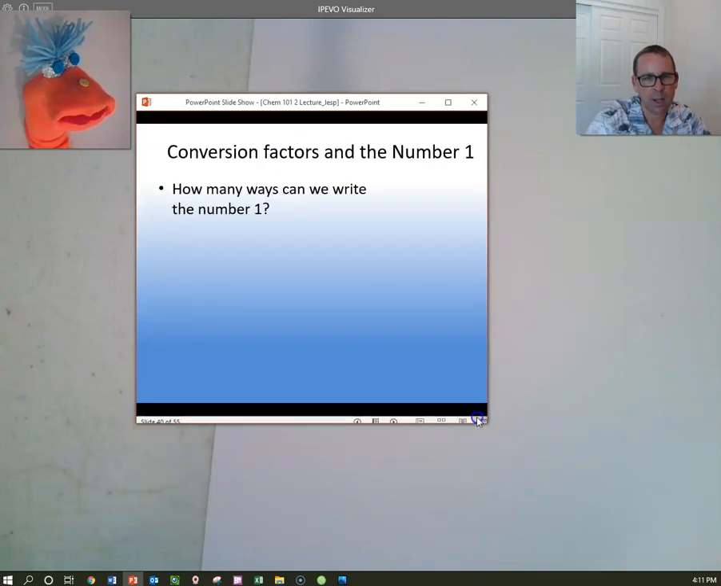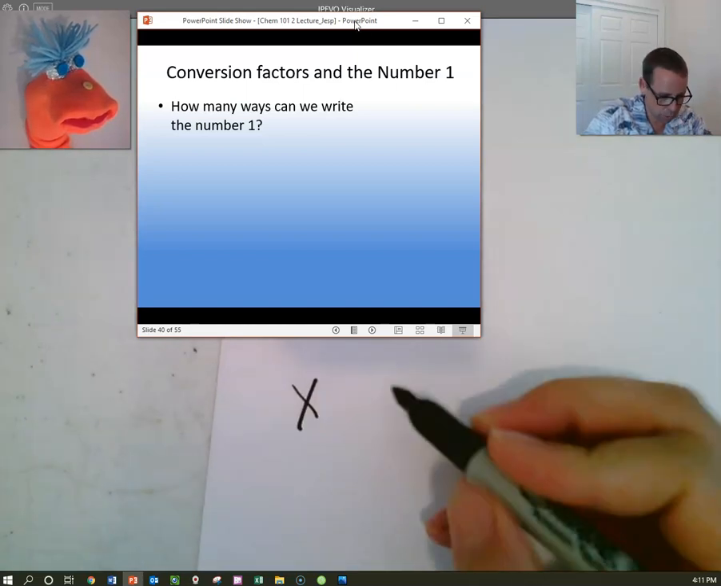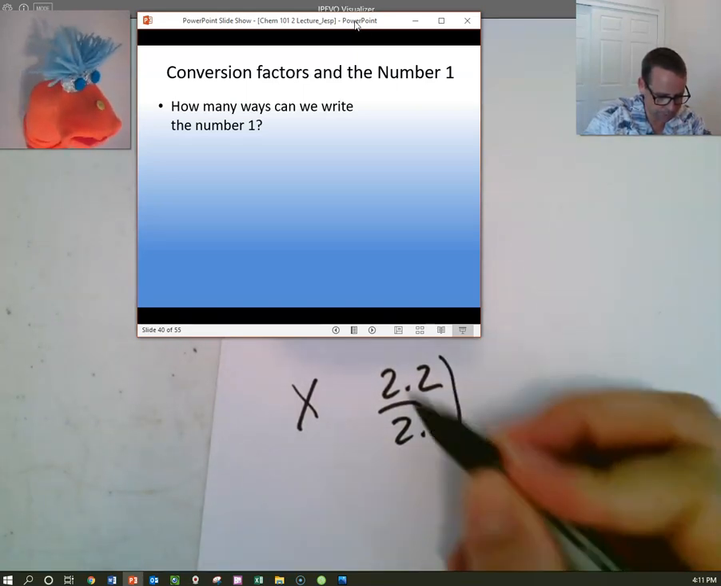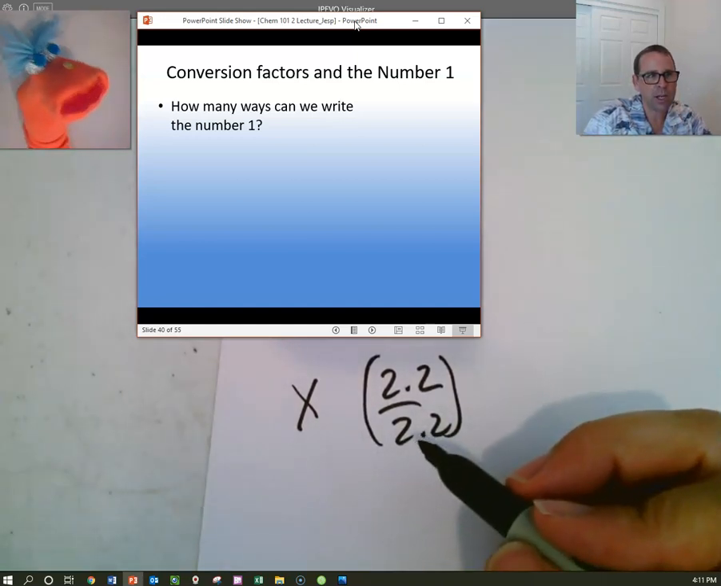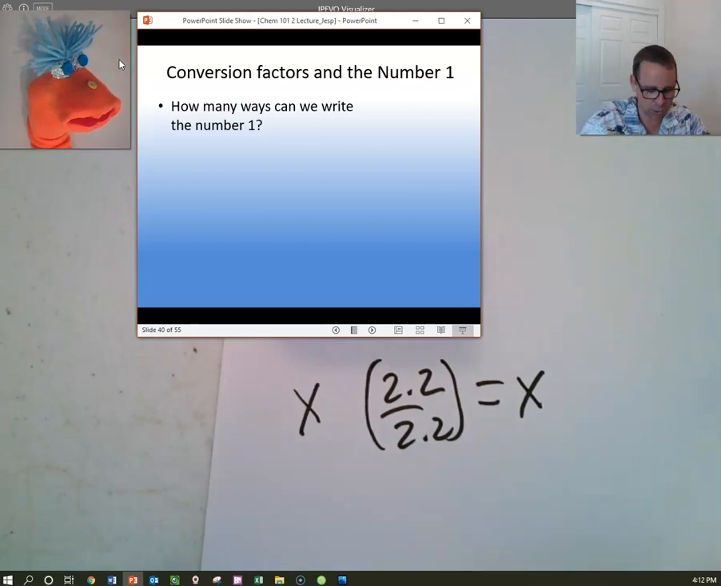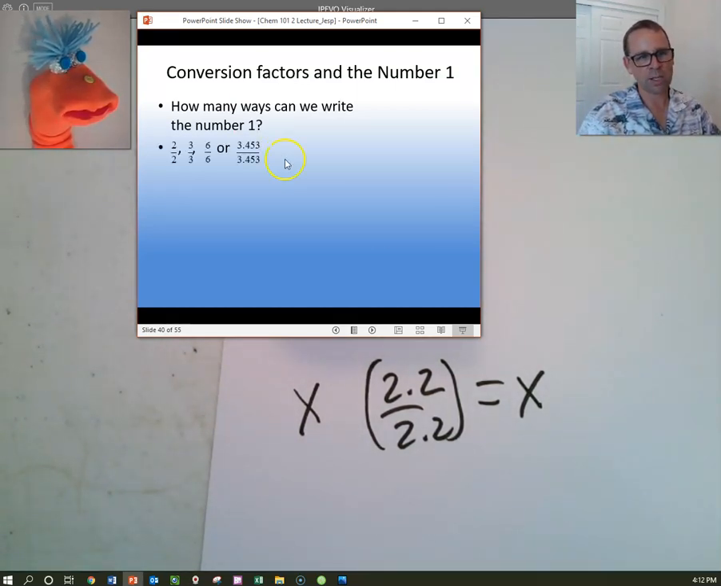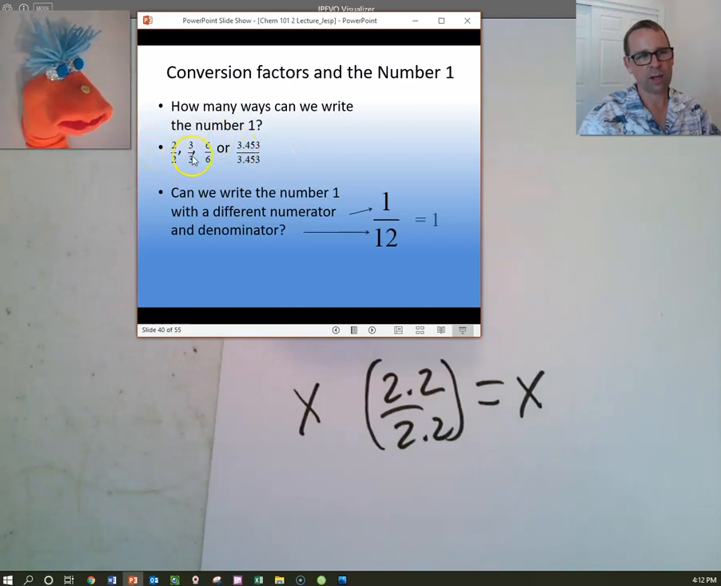All right? And what happens if I multiply a value like x times 2.2 over 2.2? What do I get? You just get x. That's right, because anytime you multiply a value by 1, you get the same value. And so we take advantage of that and call any statement like 2.2 over 2.2 that equals 1 a conversion factor. So we have lots of ways that we can express values and have them equal to 1. Can 1 over 12 equal 1?